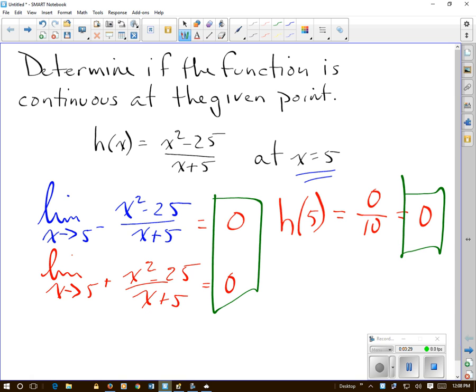Had these not been equal, or if the h of 5 did not exist, then we would say there is a discontinuity, and we would try to determine, well, what type of discontinuity is that? Remember, the three types are the removable discontinuity, the jump discontinuity, and the infinite discontinuity. And your table is going to help you determine all of those. So that should help you out with questions 1 through 4 on the worksheet for section 1.3.